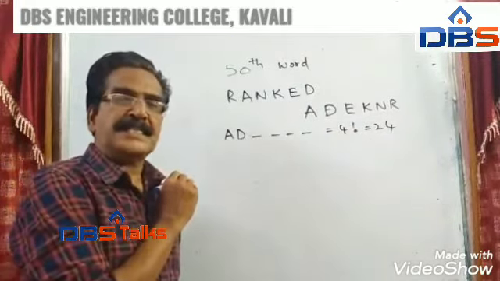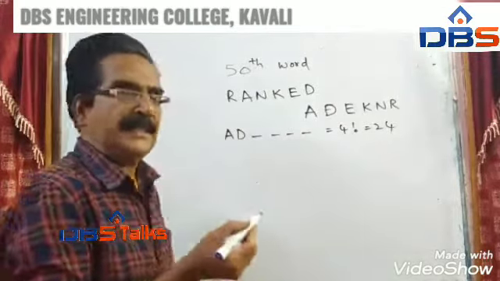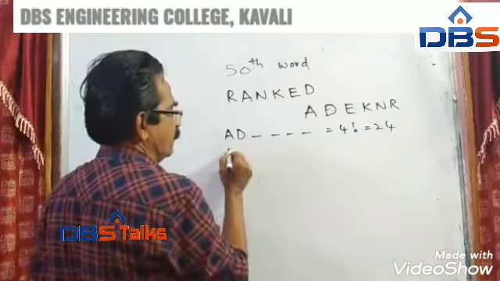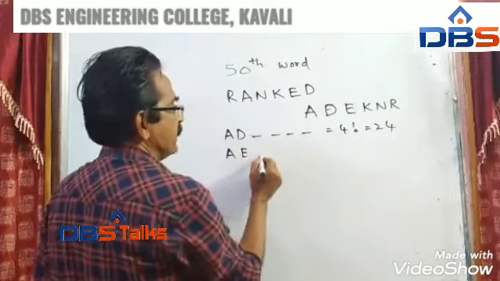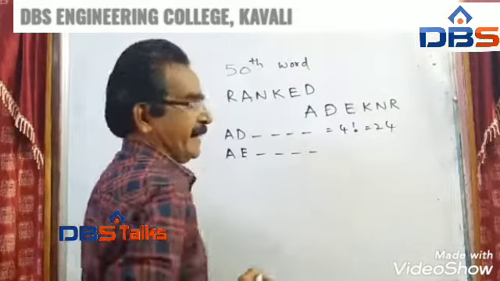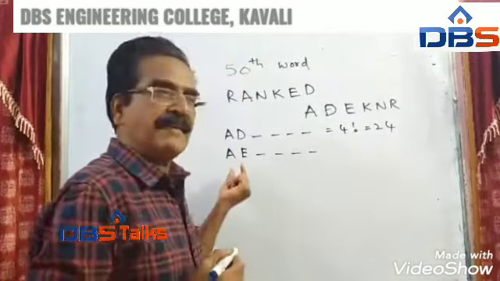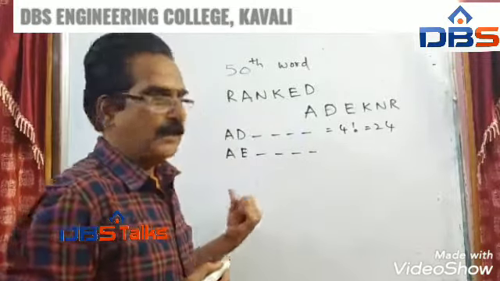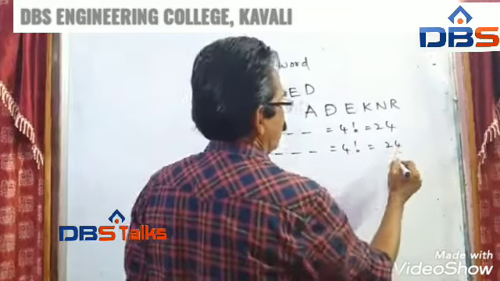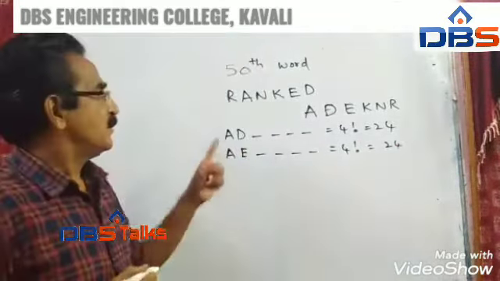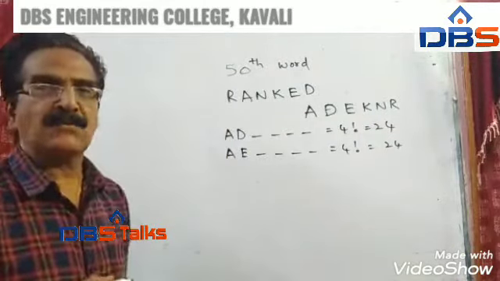So the permutations which begin with AD are over. That is 24. The next term after AD, what will be after D? What is there in the order? E. So AE. Again we will have 4 factorial permutations beginning with AE, that is 24. So AD is over, AE is over.